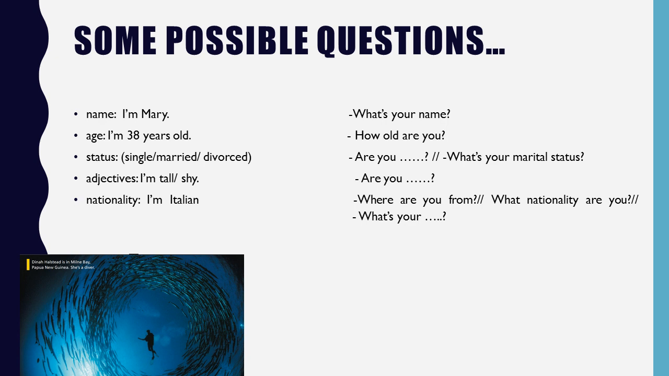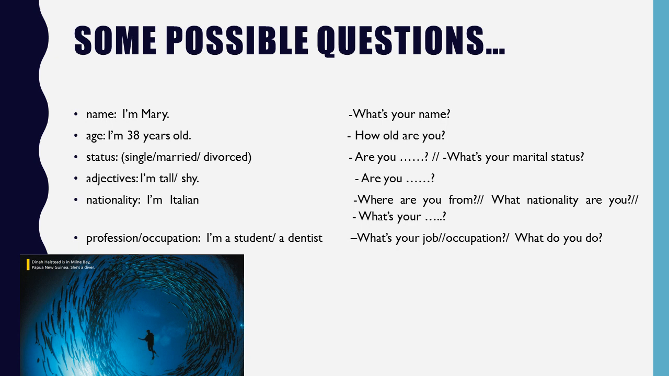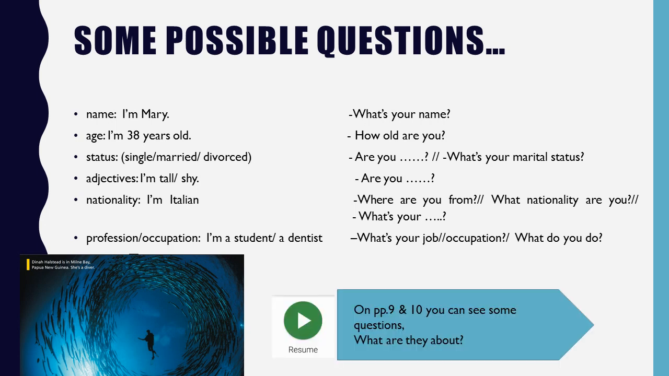In both cases, we talk about the same information, but from different perspectives: in one case we talk about nationality and in the other we talk about the place where you are from. Then we can ask about profession or occupation when you ask questions like, what's your job? What's your occupation? Or when you ask, what do you do? That is a very specific question about profession or occupation. And the answer might be, I'm a student, I'm a teacher, I'm a translator, I'm a dentist.